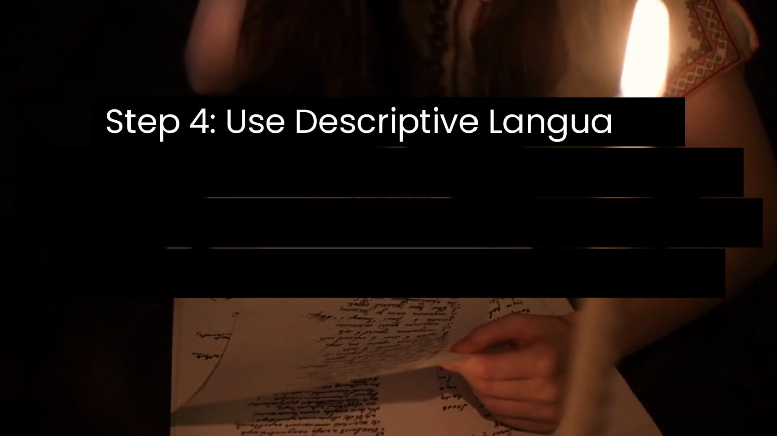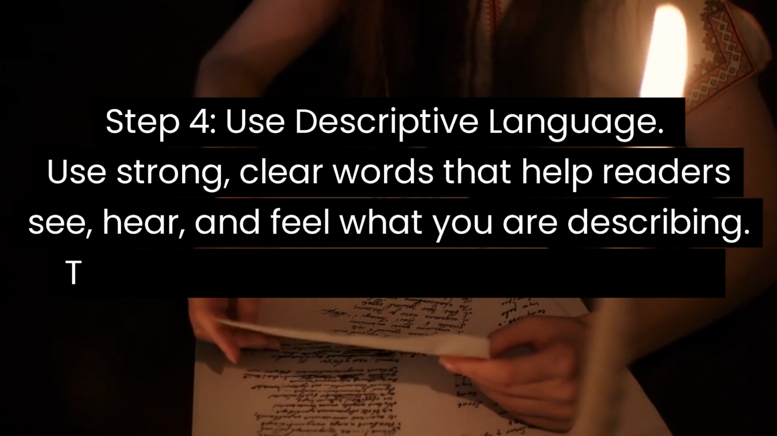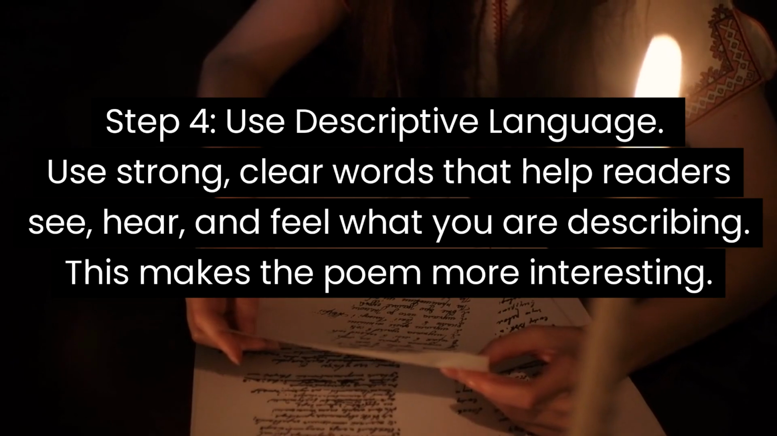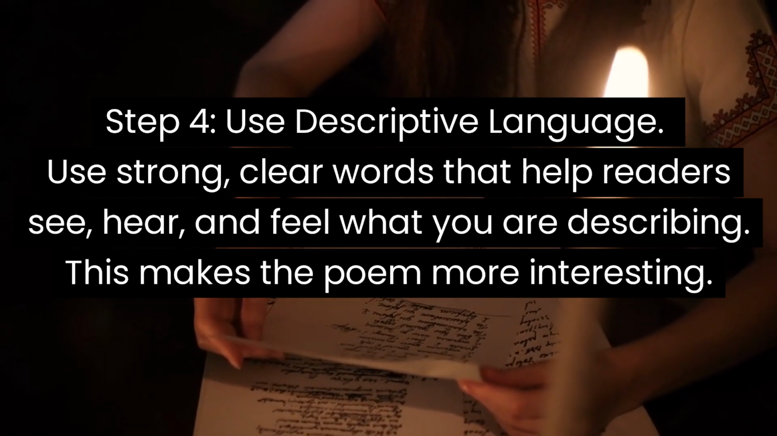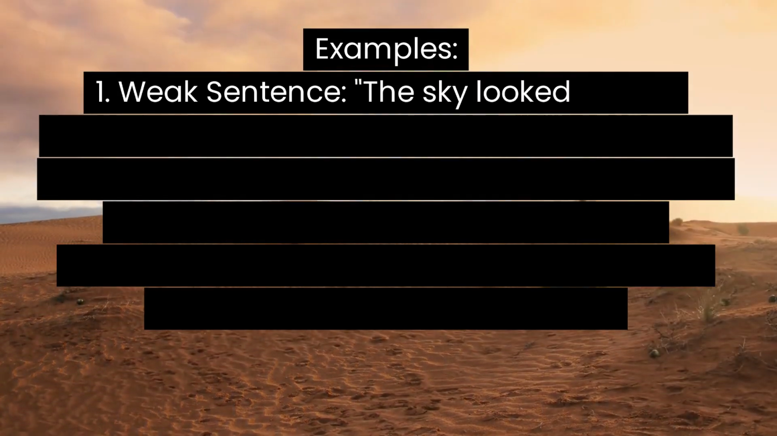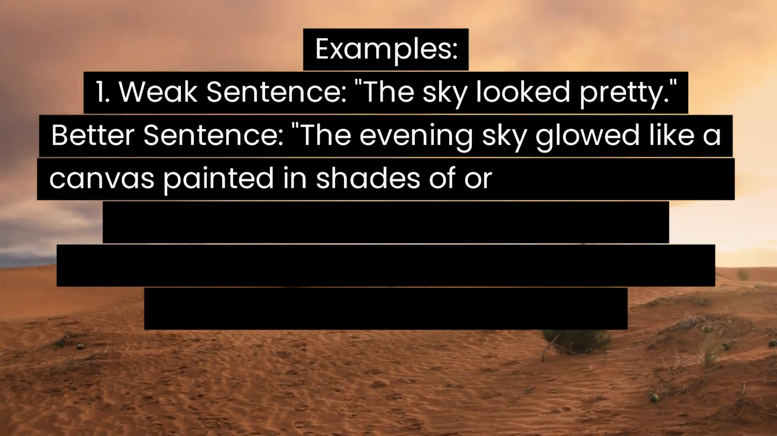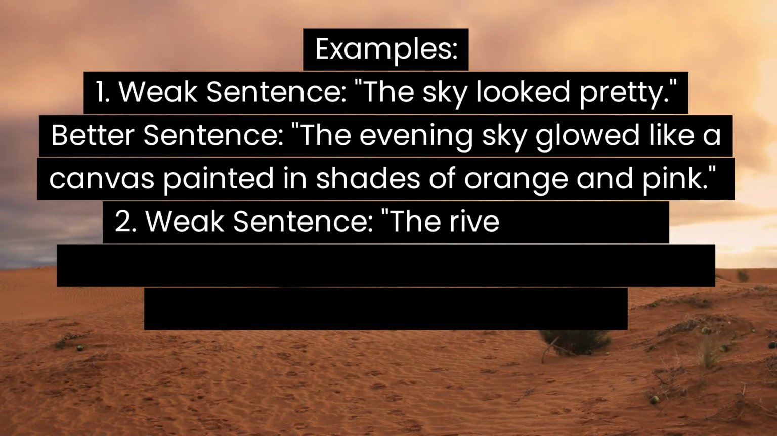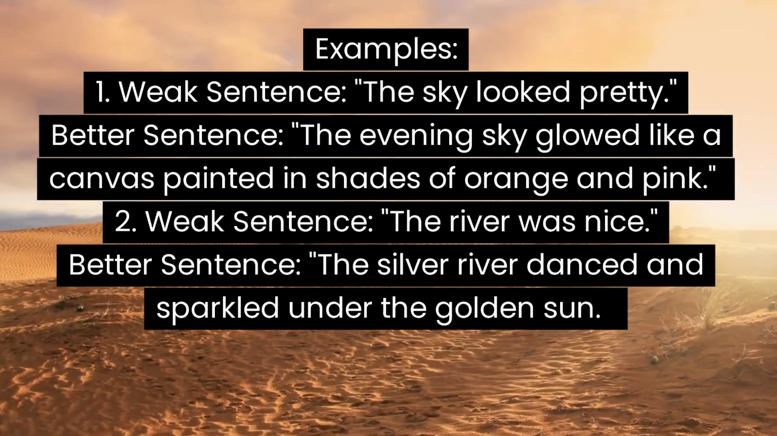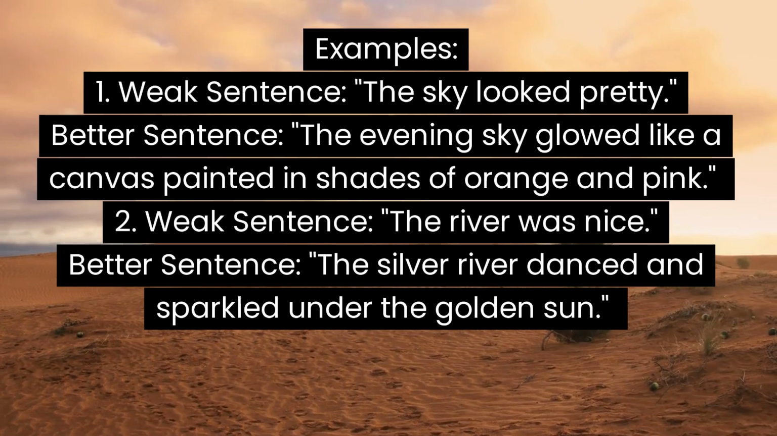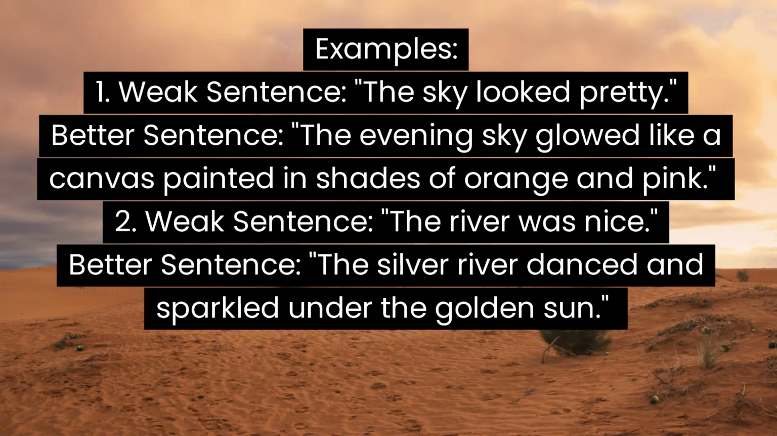Step 4. Use descriptive language. Use strong, clear words that help readers see, hear, and feel what you are describing. This makes the poem more interesting. Examples. 1. Weak sentence: the sky looked pretty. Better sentence: the evening sky glowed like a canvas painted in shades of orange and pink. 2. Weak sentence: the river was nice. Better sentence: the silver river danced and sparkled under the golden sun.